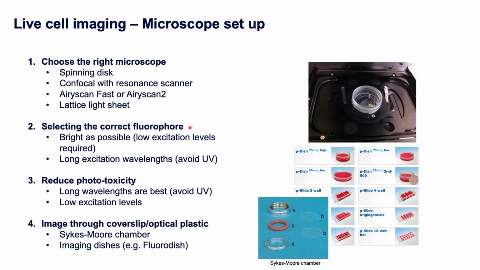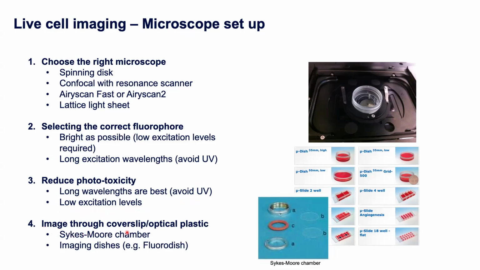We need to, again, select the correct fluorophores. So you want those to be as bright as possible, and therefore you're trying to minimize the excitation levels required to image those samples. And we probably want to use the longer wavelengths, so we don't want to be using ultraviolet light. You probably want to avoid that Hoechst or DAPI stain in the ultraviolet wavelengths. That's going to very quickly kill off your samples. Same thing for phototoxicity, so this is kind of intertwined. Longer wavelengths, avoiding ultraviolet light, is preferred. And again, we want to minimize that excitation level that's going through.